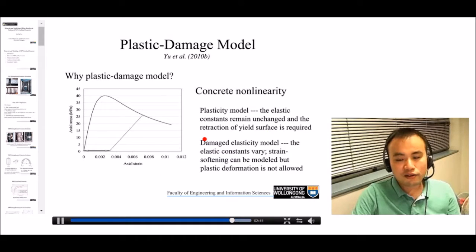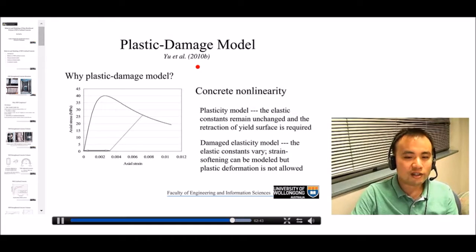Alright, that's for the first type, which is the plasticity model. We just mentioned that we have another type, which is the plastic damage model. So you may wonder, the plasticity model already works very well, so why do you need a plastic damage model? To explain this, we need to have a look at the behavior of concrete.